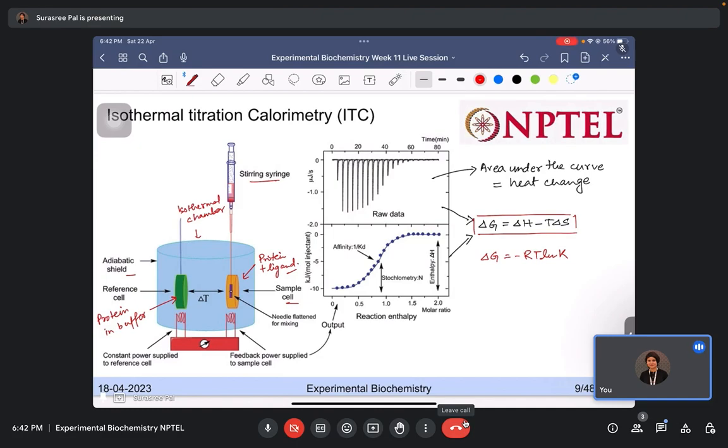Now, in this experiment, when we titrate the ligand into the protein solution, we get a measurement of the heat evolved or the heat absorbed. So the heat change can be calculated. How do we see the response from this kind of experiment? This is the raw data that we can see. It looks like this.